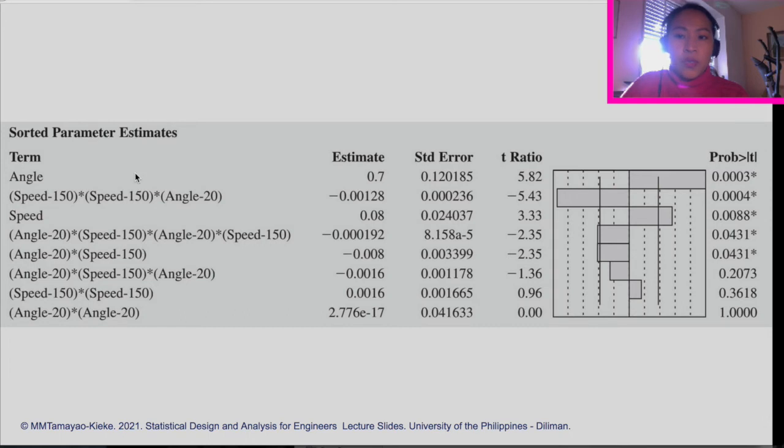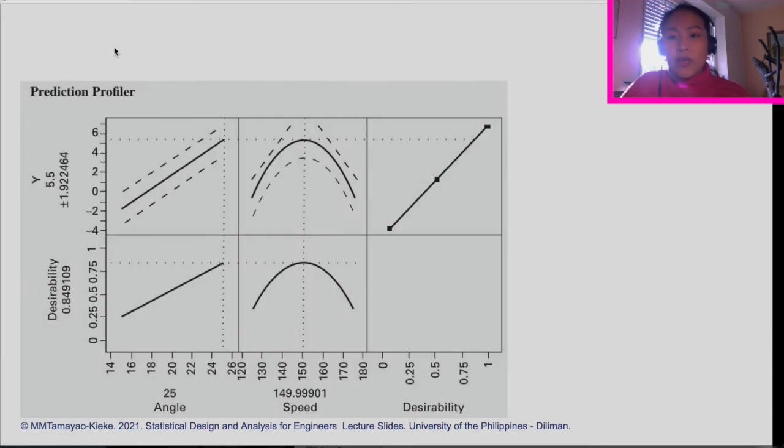Okay, so this one shows the sorted parameter estimates. So again, you have angle, the interaction between speed and angle. You have speed also, okay. And based on the prediction profiler, these are the optimal levels for angle and speed. So for angle, it's 25 degrees, and for speed, it's about 150 inches per minute, okay.